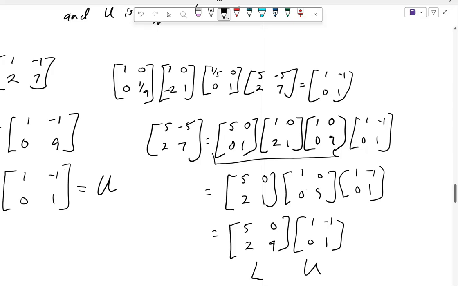Okay? So what were the steps here that we did? The first thing we did was put the matrix into row echelon form, right? Not reduced row echelon form. We didn't get zeros above the diagonal. We just got zeros below the diagonal. So we put it in row echelon form. That's the U, right? The U is the row echelon form. We did the inverse of the row operations and wrote them as elementary matrices, and multiplied them together, and that's the L.